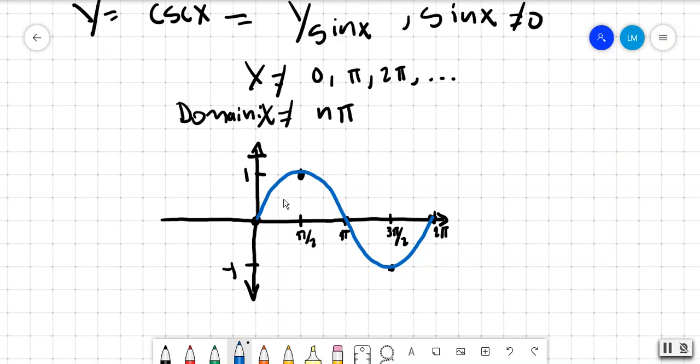Now it's the same exact thing. We just have to draw these asymptotes where it crosses the x-axis. So we have an asymptote right here at pi, and then right here at 2 pi. Now here we just need to do the same exact method where we just reflect it. So we reflect, and we get the same function, sort of like secant.